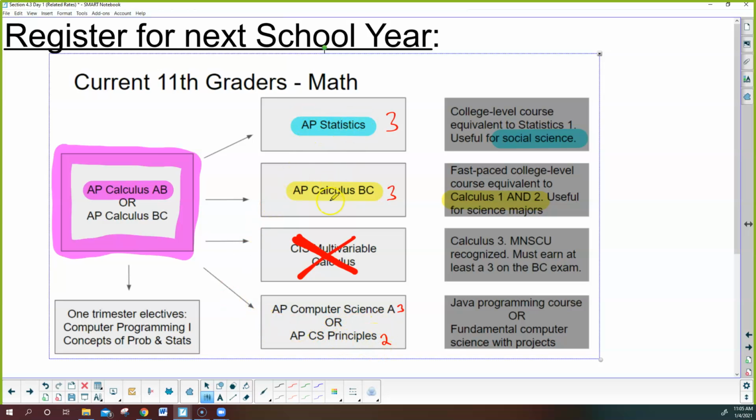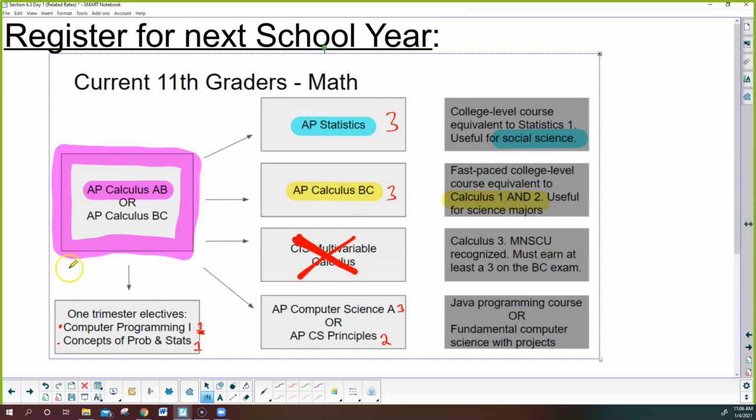If you don't want to fully commit to stats, calculus, or a 3 or 2 semester course, we have 1 trimester electives. So we have computer programming 1, which is 1 trimester, or we have prob and stats, which is also a 1 trimester course. One of the dangers with these two is we need a certain amount of students to sign up for it. So just because you signed up for it, if we don't get enough students, then they might not be offered. But those are nice electives that you could take.